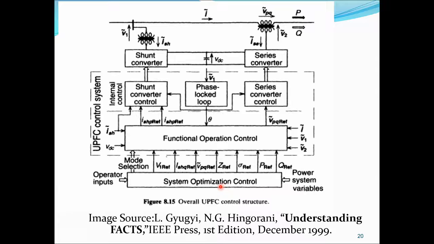Optimization, in the sense, is how far we can utilize these things. There I would like to give it to function and operation control. From that they can select particular things, mode selection. VDC and Ish are enough for the shunt controller, and also the shunt reactive power and shunt active power controller components. I would like to give these to shunt converter control. Same thing for the second one: all the currents are I, V1, V2, and the reference I give here is VPQ reference.